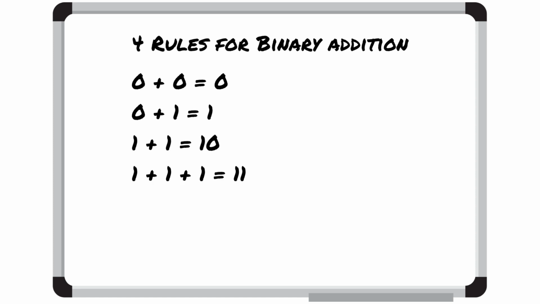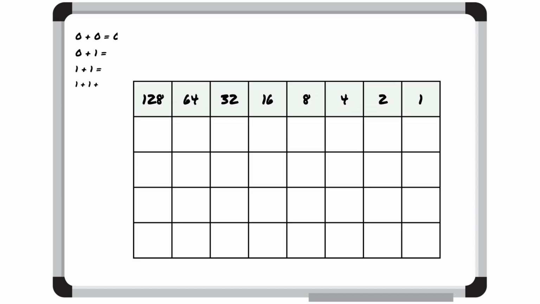And finally, when you have three 1s, such as when you've carried a 1 over to the column, 1 plus 1 plus 1 equals 3, which in binary is 1, 1. This means we put a 1 in the current column and we carry a 1 to the next. So that's all of the rules covered. We're going to keep them on screen as we try out a binary addition.